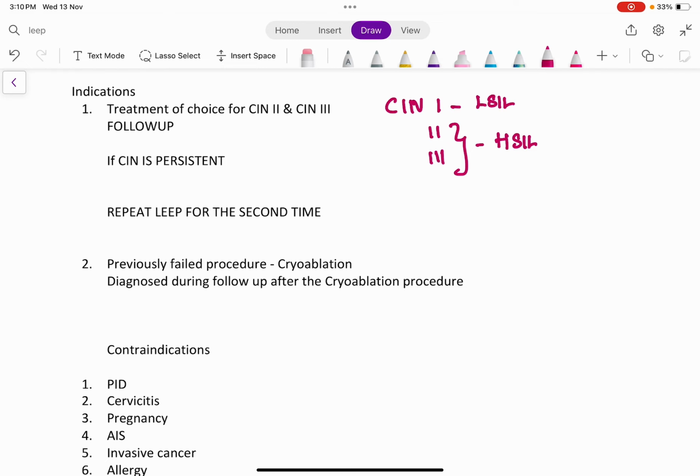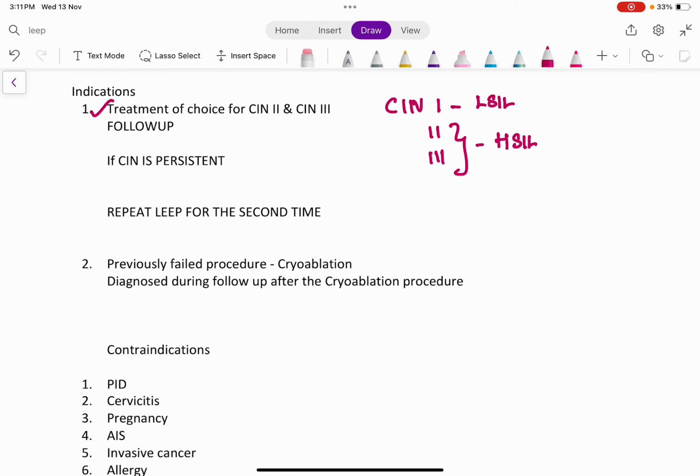So in CIN 1, the treatment of choice is cryoablation if the criteria for cryoablation are met. But for CIN 2 and 3, the treatment of choice is LEEP or LLETZ. So if someone asks you what is the treatment of choice for cervical intraepithelial neoplasia type 2 and 3, the answer has to be loop electrosurgical excisional procedure or large loop excision of the transformation zone. Is that clear? Okay, so this is one of the indications. The treatment of choice for CIN 2 and 3 is LEEP or LLETZ.